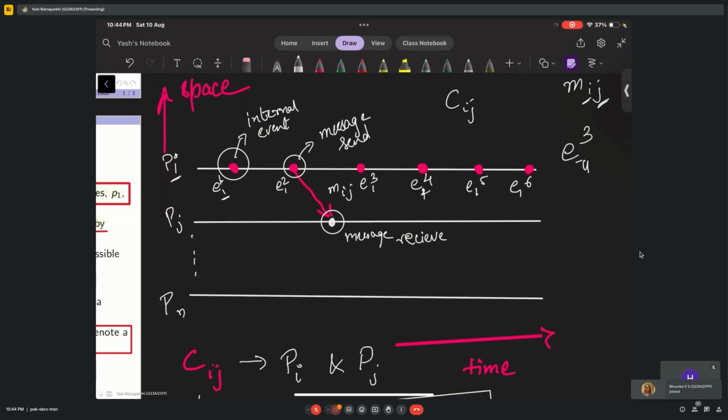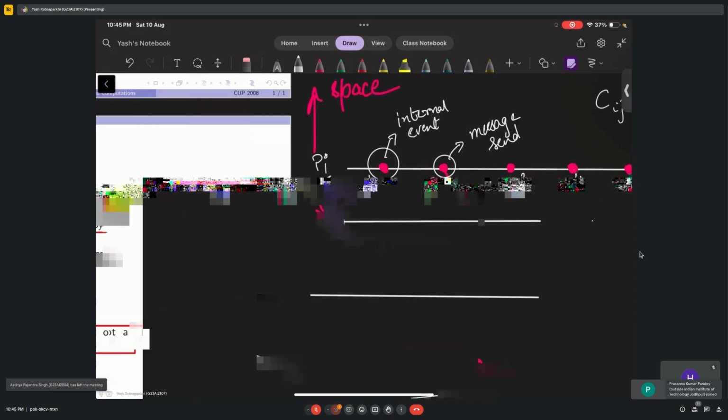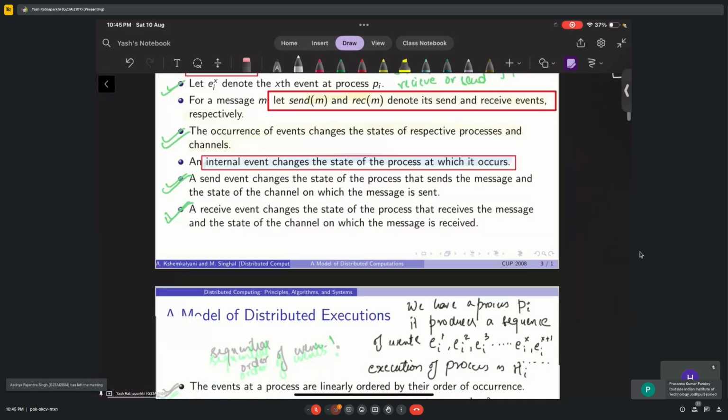Is it clear to you all what this E68 means? It means the sixth process will have the eighth event. Or I can say the eighth event of the sixth process. Is it clear? Cool. Okay, let's go on here.